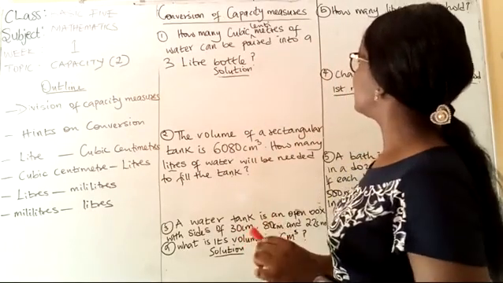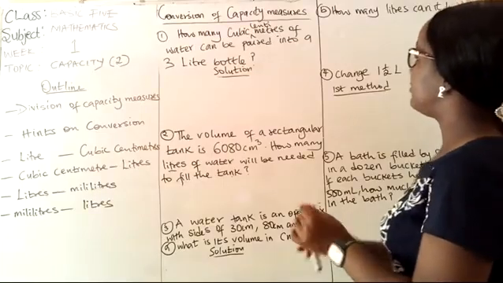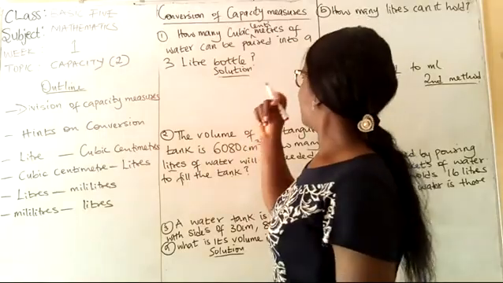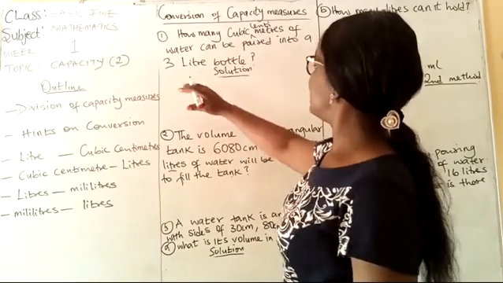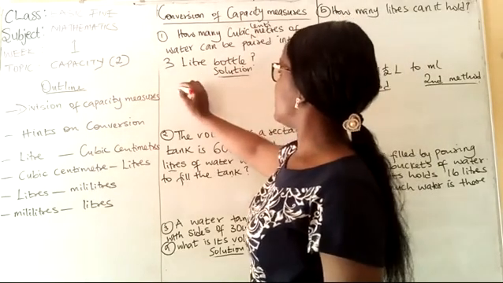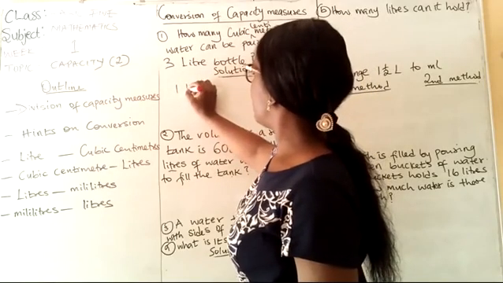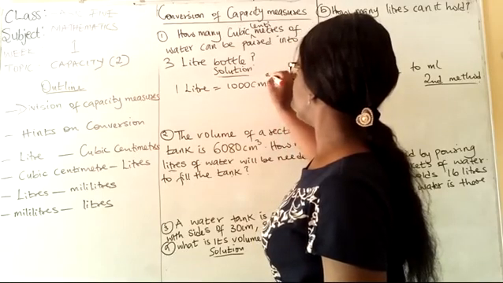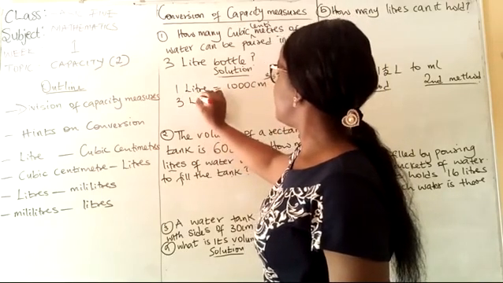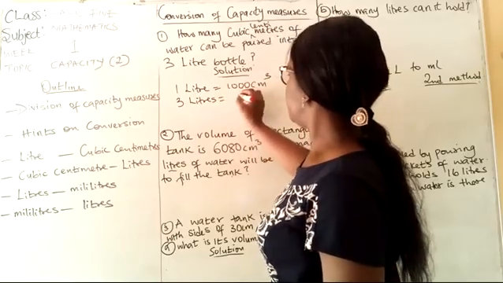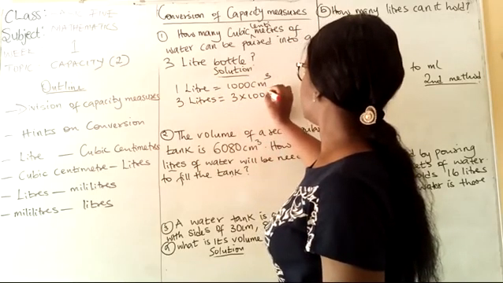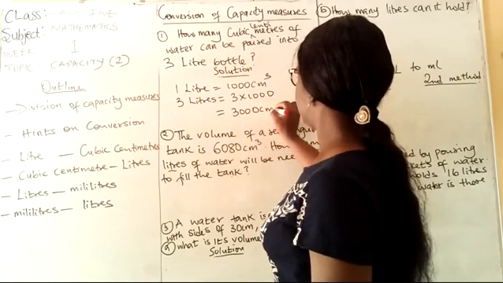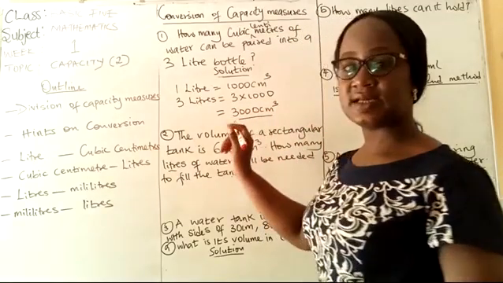How many cubic centimeters of water can be poured into a 3-liter bottle? Okay, so we are just converting this to cubic centimeter. And remember that 1 liter is equivalent to 1,000 cubic centimeter. So when we have 3 liters, what are we going to do? You simply multiply 3 with 1,000, and that will be giving you 3,000 cubic centimeters.